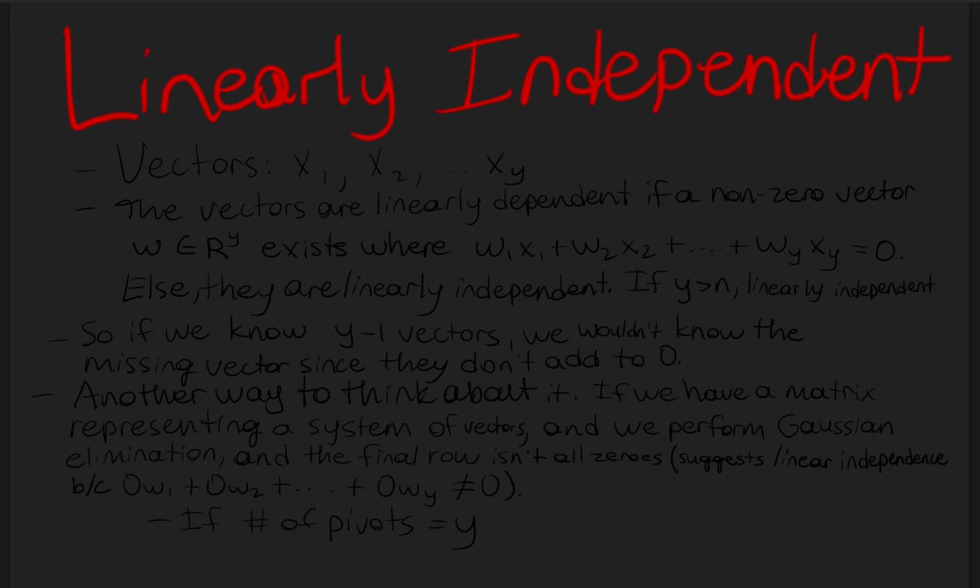Another way to think about that is if the number of pivots in your system of vectors, once you perform the Gaussian elimination, is equivalent to y, which is your number of vectors, then you know that your system of vectors is linearly independent.